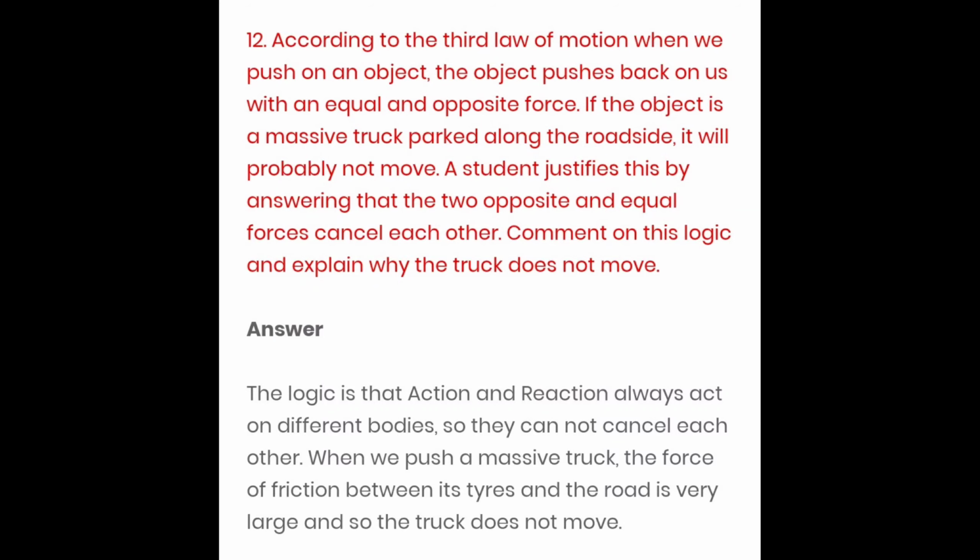The logic of the student is not correct. The logic is that action and reaction always act on different bodies, so they cannot cancel each other. When we push a massive truck, the force of friction between its tires and the road is very large, and so the truck does not move.